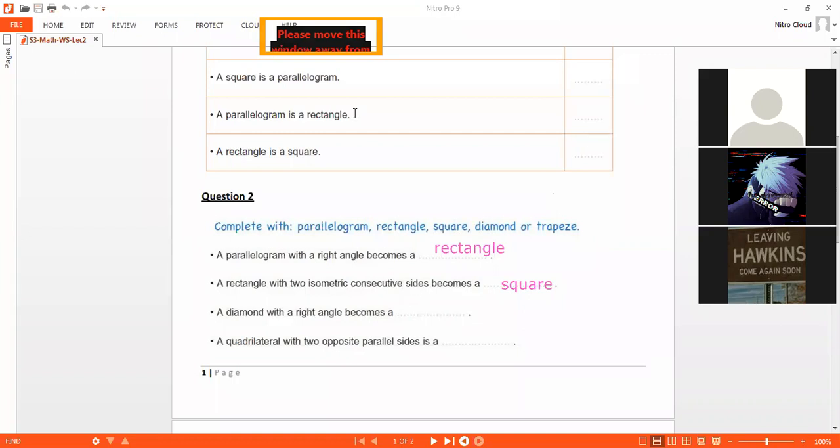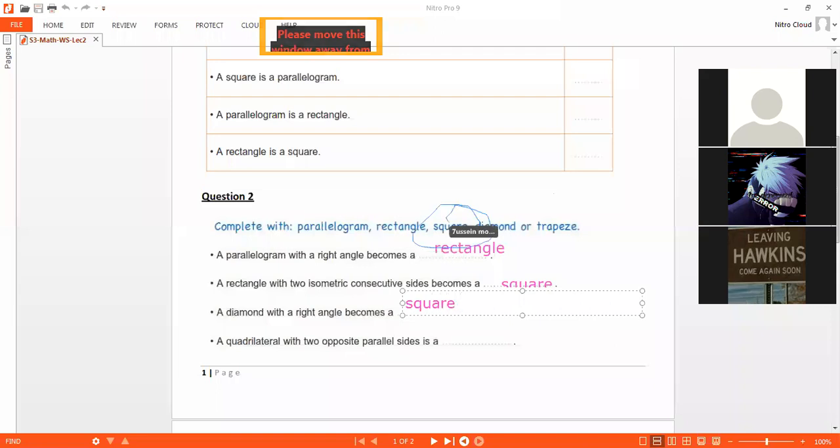Ali, we have a diamond. This diamond has 4 equal sides and opposite sides that are equal and parallel. We decided to add 4 right angles here. Once we add 4 right angles, what does it become? Say it. Very good. It becomes a square.